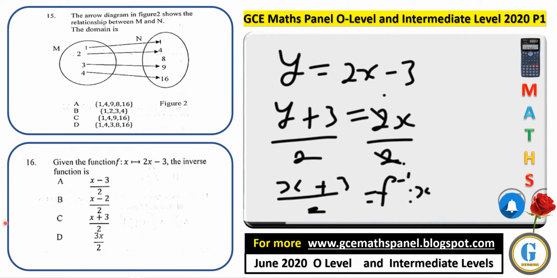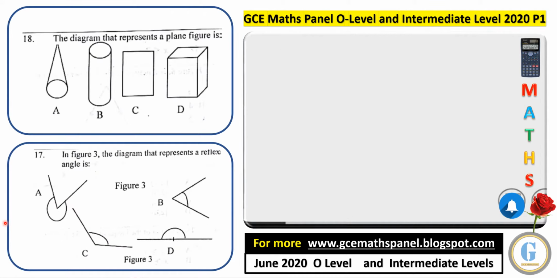Question 17. In figure 3, the diagram that represents a reflex angle is, question 17, a reflex angle. So what's a reflex angle, by the way? A reflex angle is any angle that is always greater than 180 degrees. Note that an acute angle is 0 to 90, an obtuse angle is between 90 and 180, and a reflex angle is greater than 180.